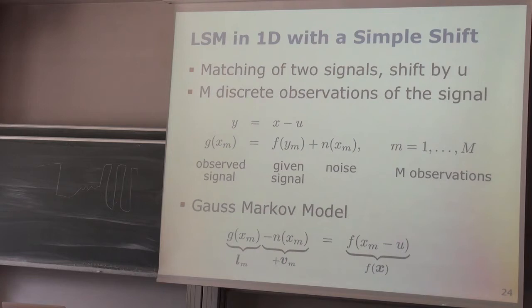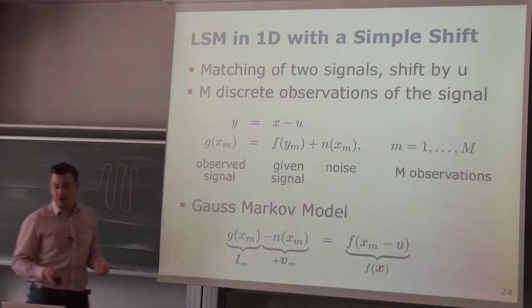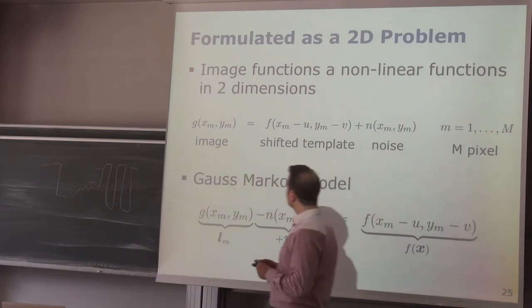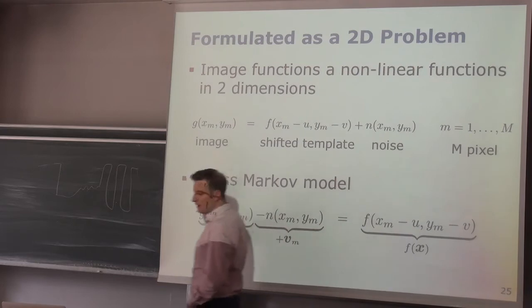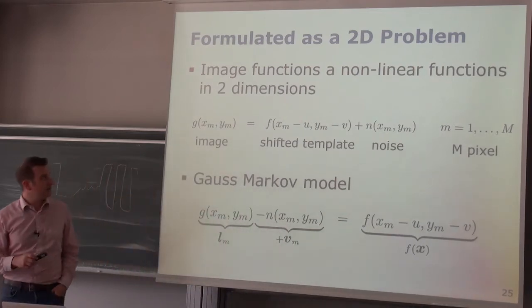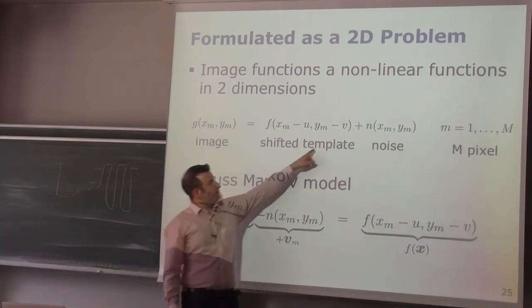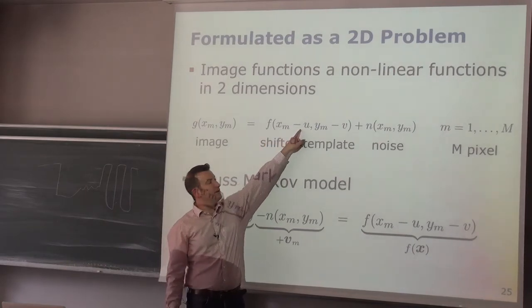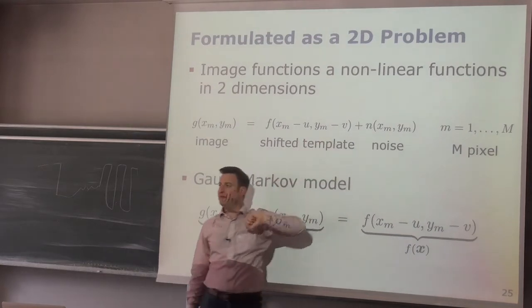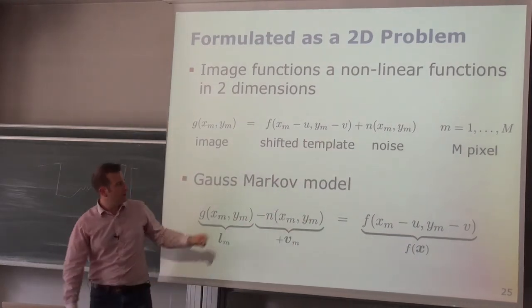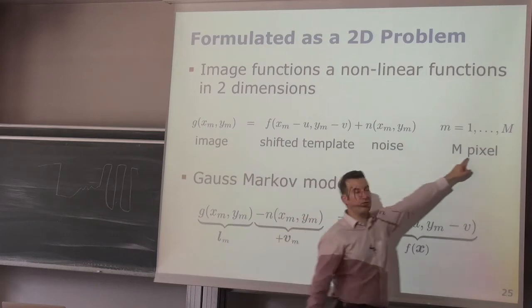Now we can do the same thing, and then we can actually solve the Gauss-Markov model, and we will do this now in 2D. We can do the same thing in 2D because our image is just a 2D signal. So for our image, we do exactly the same thing in 2D. We have the image, our observation, and our shifted template. So the x dimension is shifted by u, and the y dimension is shifted by v. It's a constant shift plus our noise term, and we have that for M pixels.